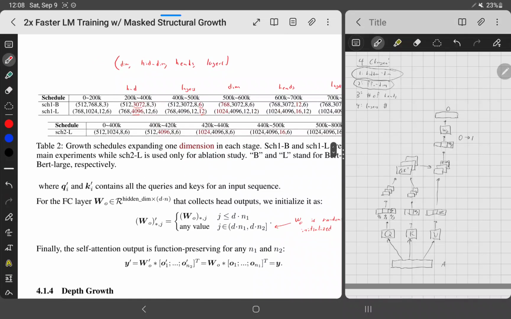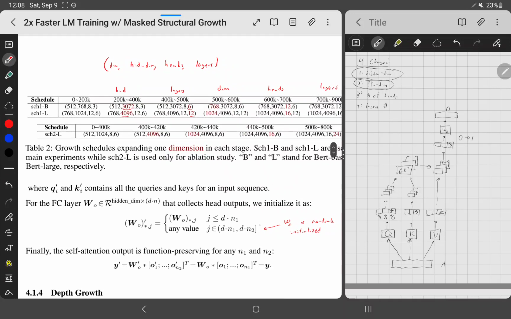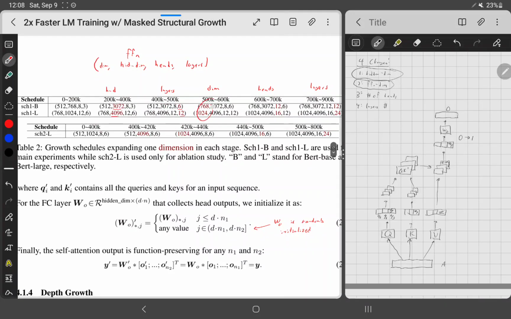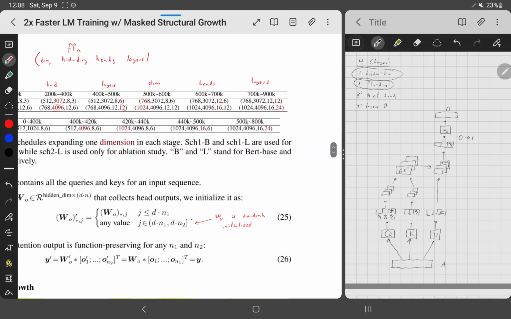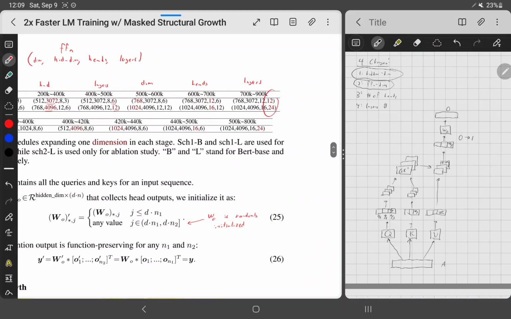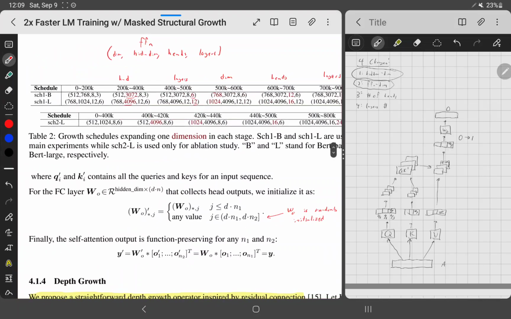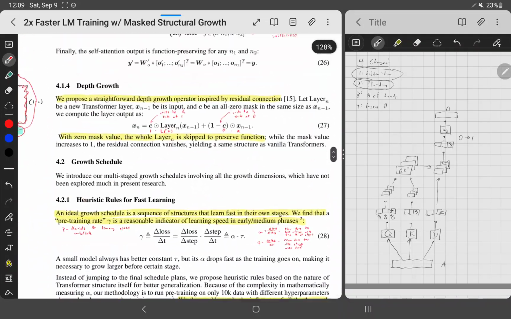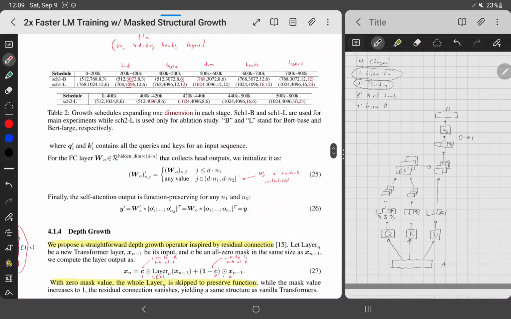It feels kind of arbitrary to me, but they initially increase the hidden dimension. That would be the feed forward dimension. This is FFN. Then they increase the number of layers. Then they increase the dimensionality of the input vectors. Then the number of heads. Then the number of layers again. I mean, feels arbitrary. And this is base and large. And then this is the second scheduler that they use, and it feels just as arbitrary to me. But it seems to work well.